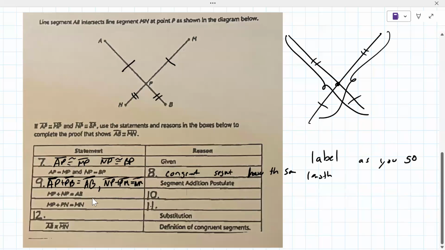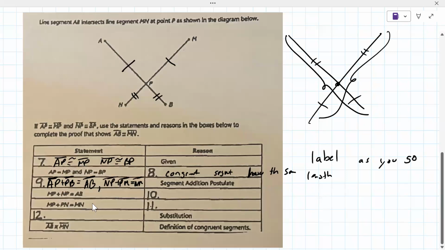Now, what are they doing? I'm sorry, this is really hard to follow with the letters and all this. MP, yeah, I understand. NP equals AB. MP plus PN equals MN. NP plus PN equals MN.